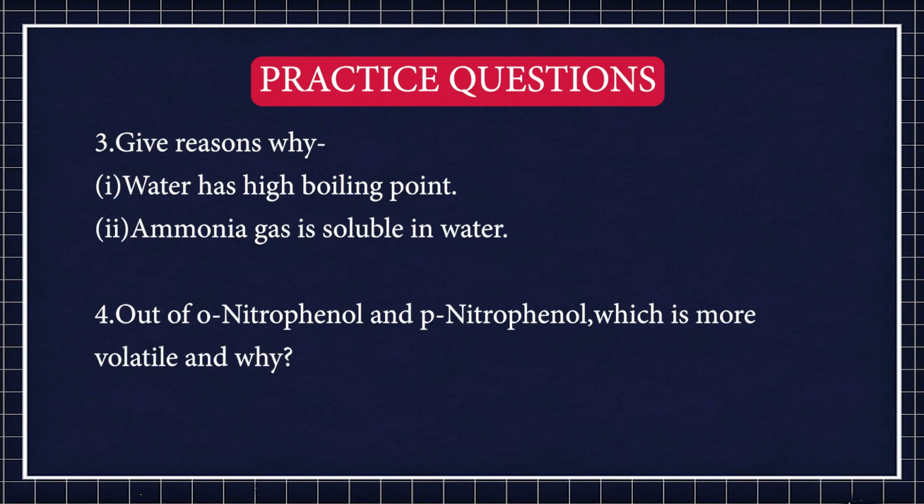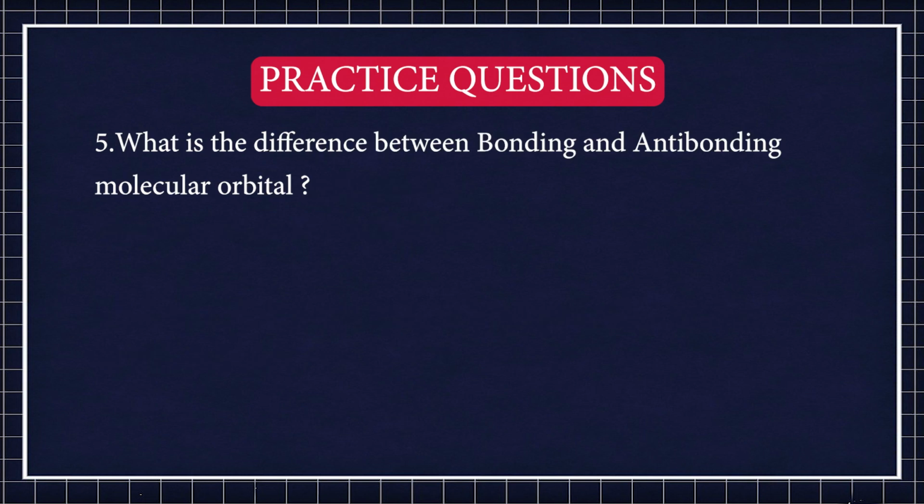Third question is, give reasons why: first is, water has high boiling point. Second is, ammonia gas is soluble in water. Next is, out of ortho-nitrophenol and para-nitrophenol, which is more volatile and why? Fifth question is, what is the difference between bonding and anti-bonding molecular orbital?